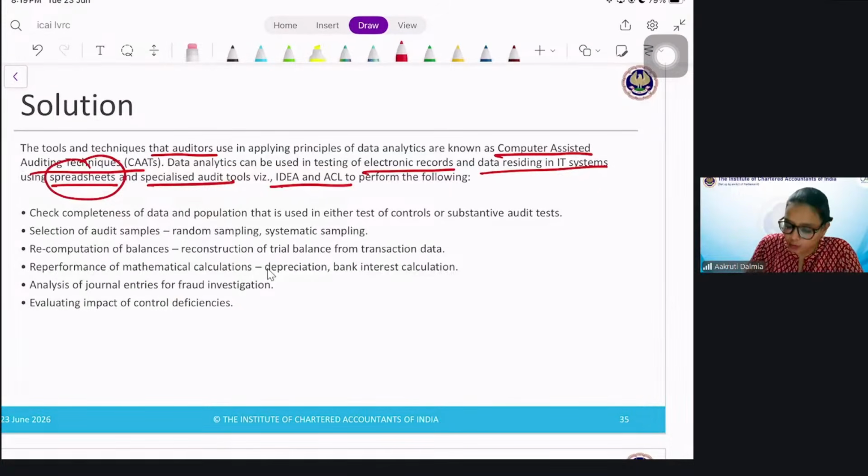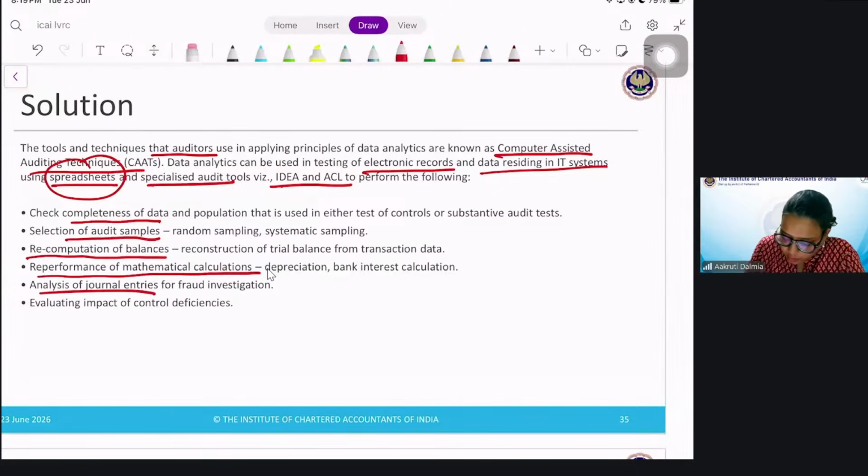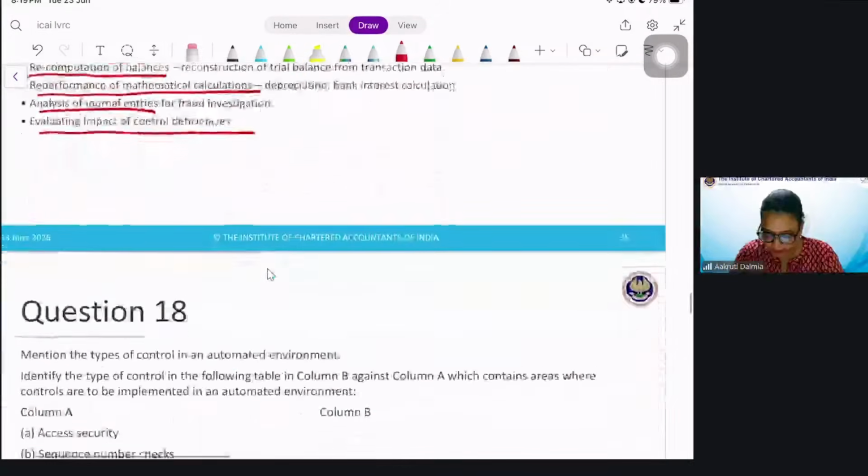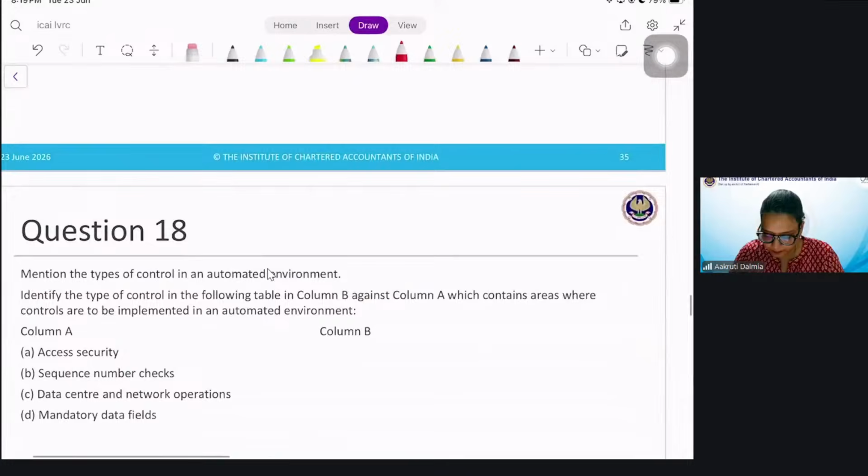So what all can you do? You can check the completeness of data. You can find audit samples through these tools. You can do the computation of balances. You can check mathematical calculations. You can do general analysis. You can check evaluation of control efficiencies. All of these points can be done. Next. Okay, this you have to do.